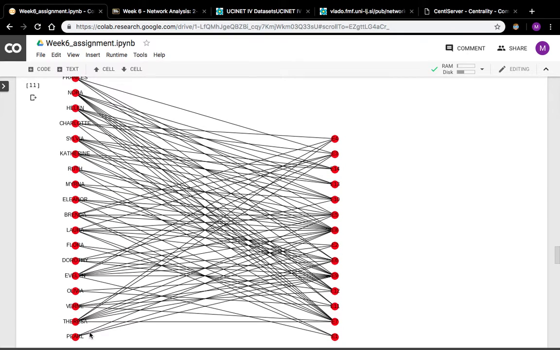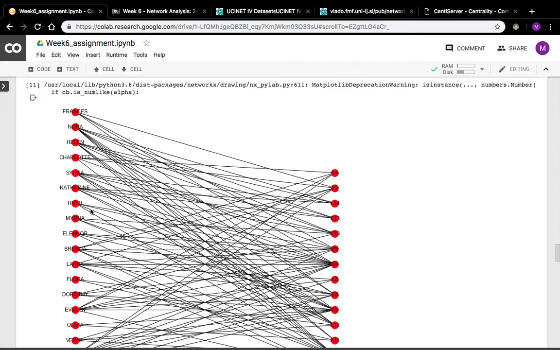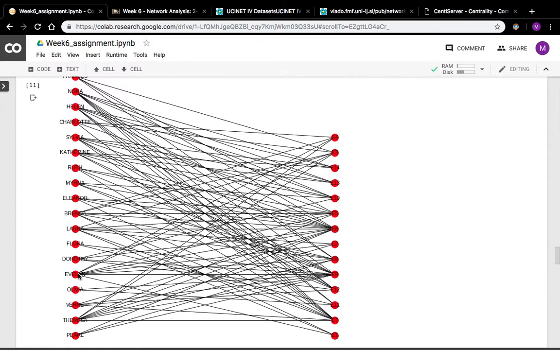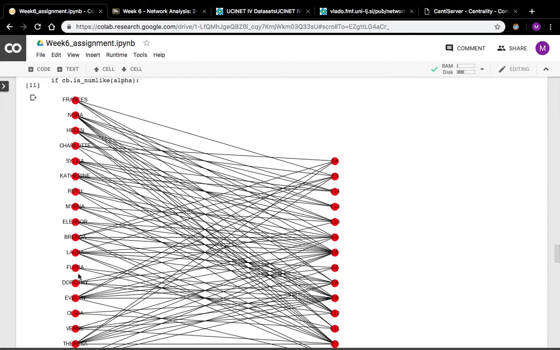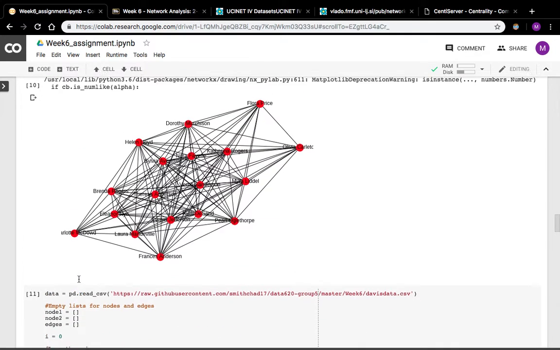Some of these women also attended a lot of events, like Teresa, Nora, and Evelyn. Those seem to be the ones in high attendance within the social club.